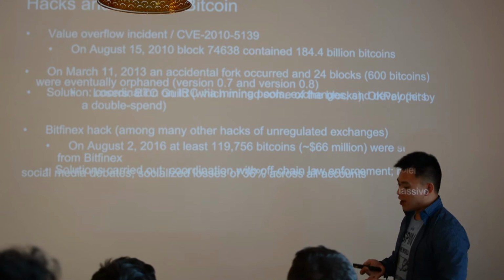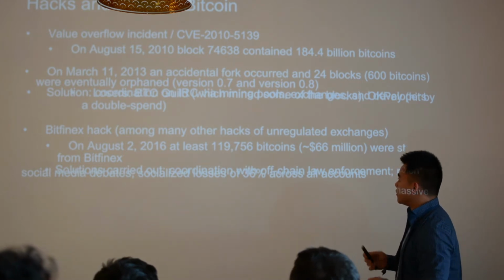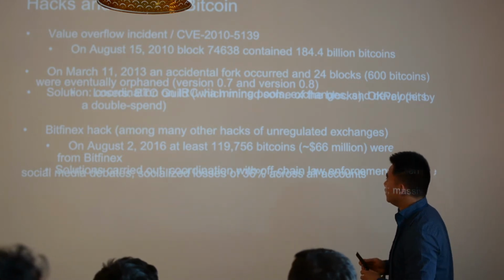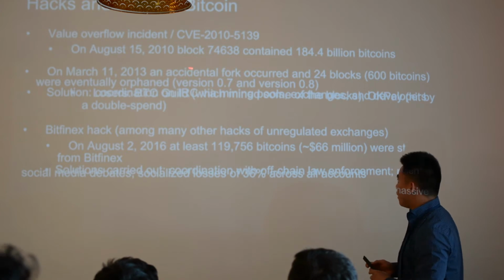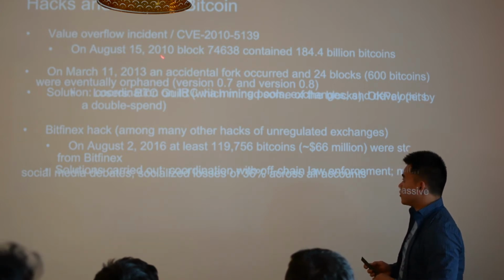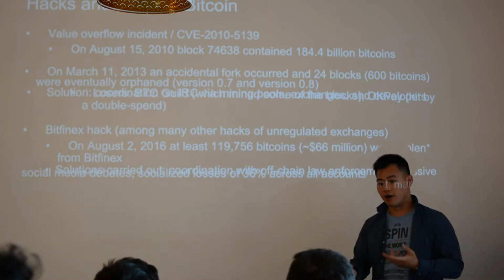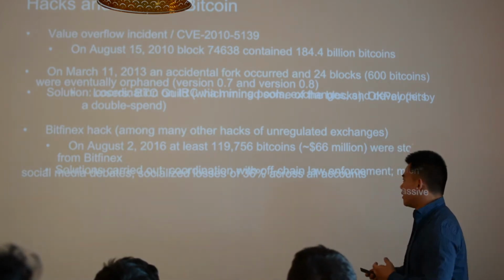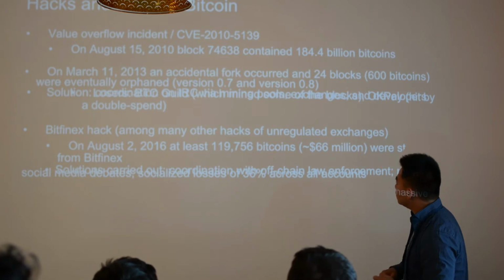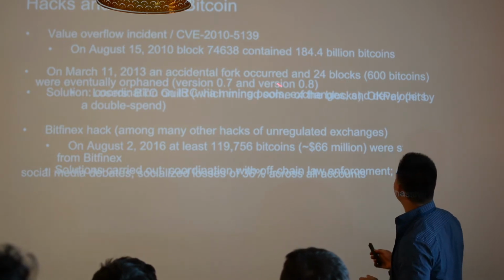The biggest hack probably was a value overflow incident that happened in 2010, when someone exploited a bug in the software to send himself 184 billion Bitcoins. And on March 23rd, something happened here.